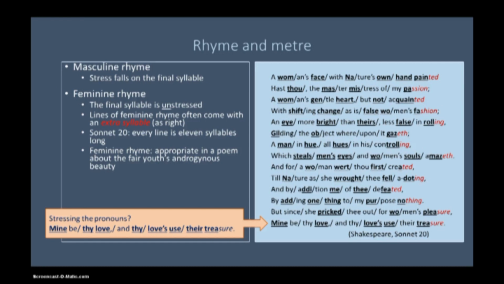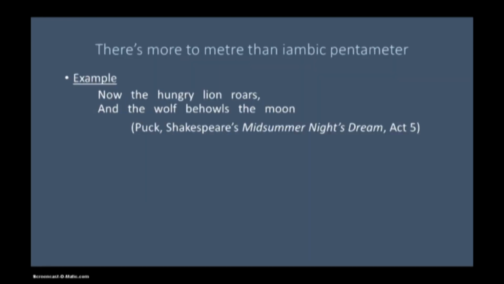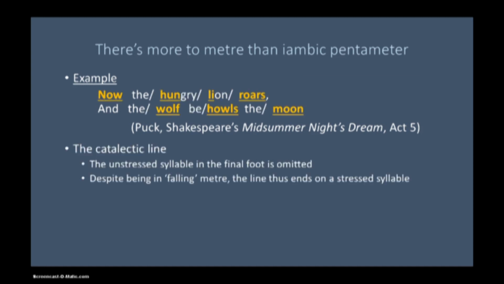I want to look briefly at another snippet of verse, mainly because the examples until now have all been iambic pentameter. This is from Shakespeare's Midsummer Night's Dream. The content-bearing words are the adverb now, the adjective hungry, the nouns lion, wolf and moon, and the verbs roars and behowls. Most of these are monosyllabic, so it's easy to work out where the stress should fall. And the lines end up being stressed as follows: now the hungry lion roars and the wolf behowls the moon.